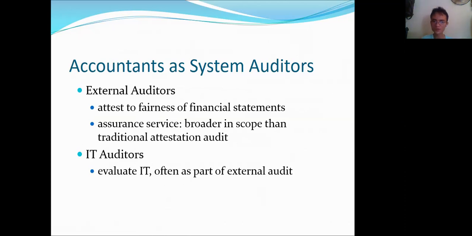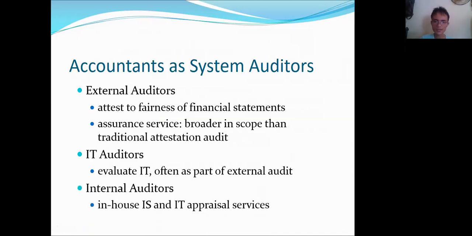External auditors would provide assurance on the fairness of financial statements or reports, of course, since the reports are obtained from the systems. Then assurance services would be broader in scope, not just the traditional FS. There could also be IT audits. IT auditors evaluate IT, often as part of the external audit, but IT auditors can also be within the business, where there's an IT department in charge of audit. So internal auditors can be in-house, and IS and IT appraisal services as well. As I've said, IT auditors can be external or internal.